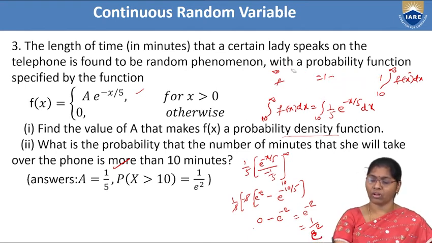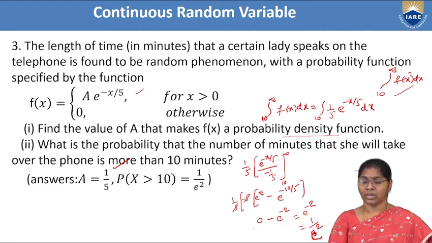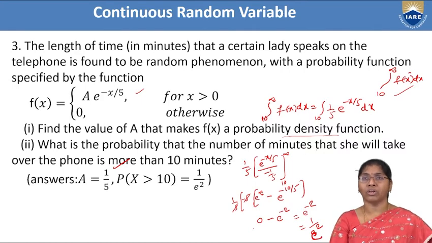Directly we are considering this also, no problem, not an issue. We are considering the integral from 10 to infinity of f of x dx; also we can consider it that way, but that is the better one. Directly we are choosing that one. Why? Because the question asks for the probability that the number of minutes she takes is more than 10, so I am considering the integral from 10 to infinity of f of x dx.